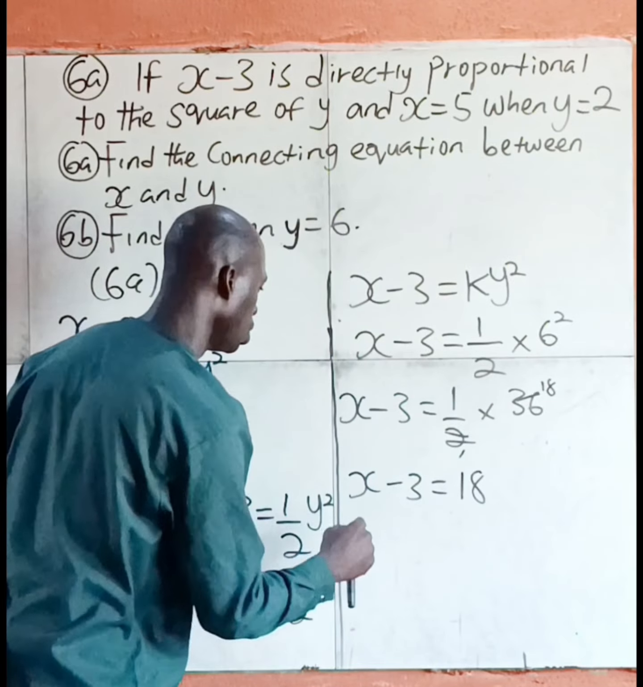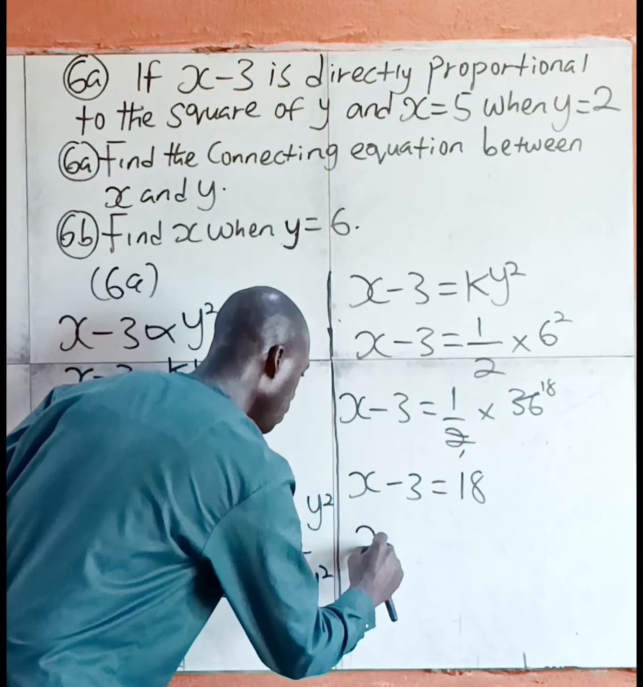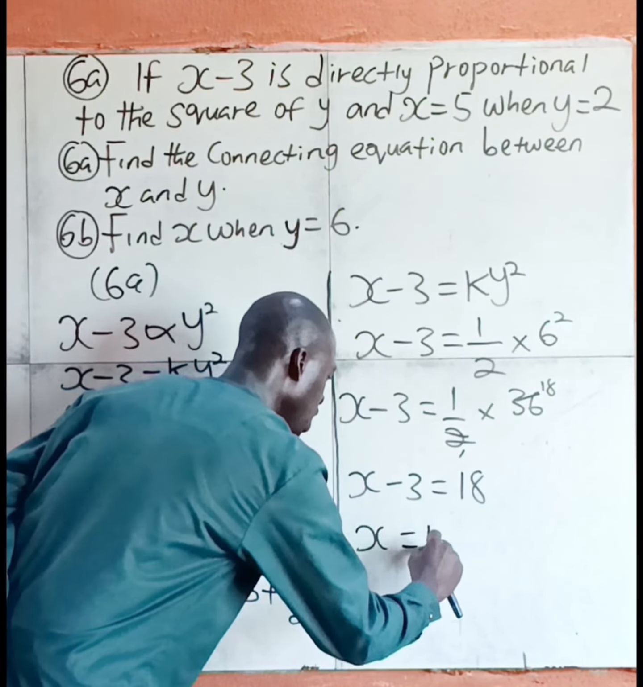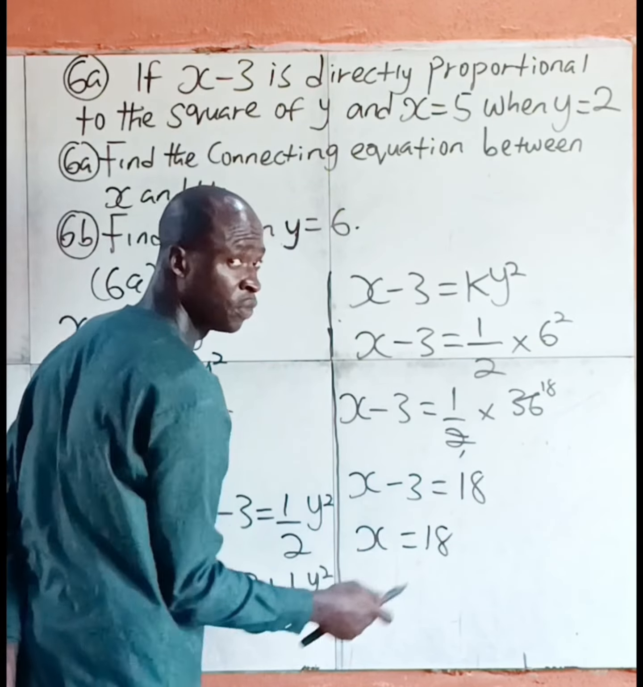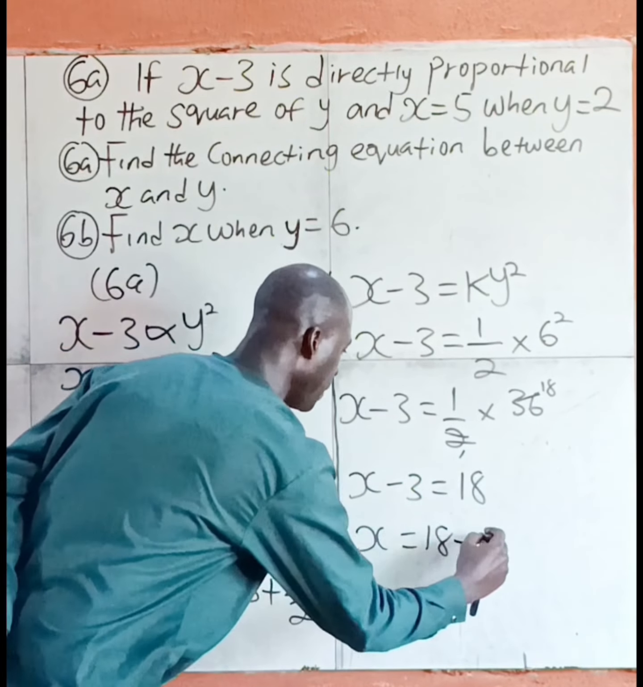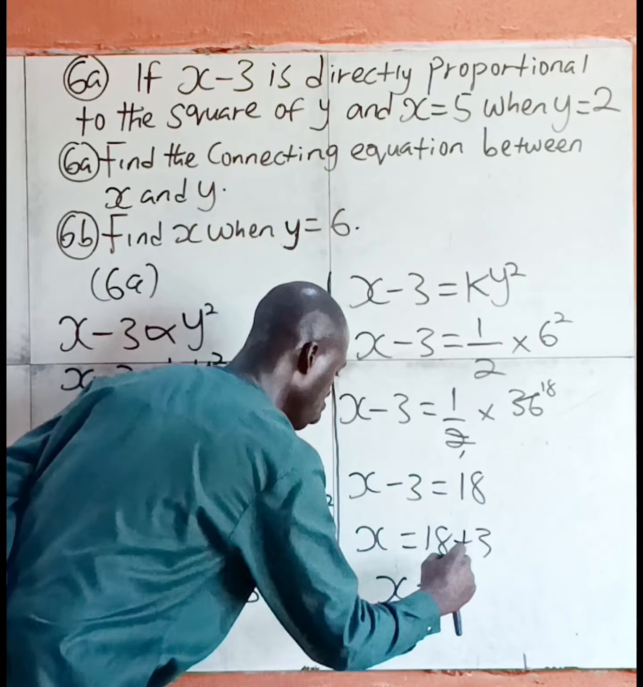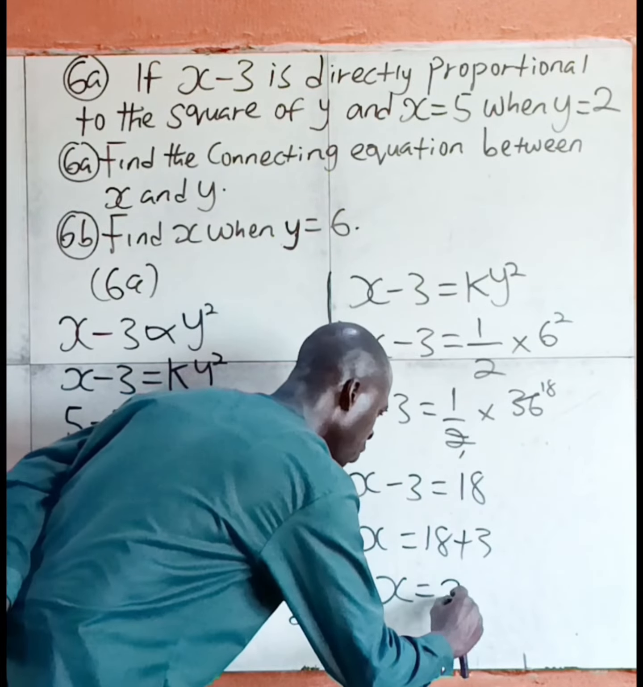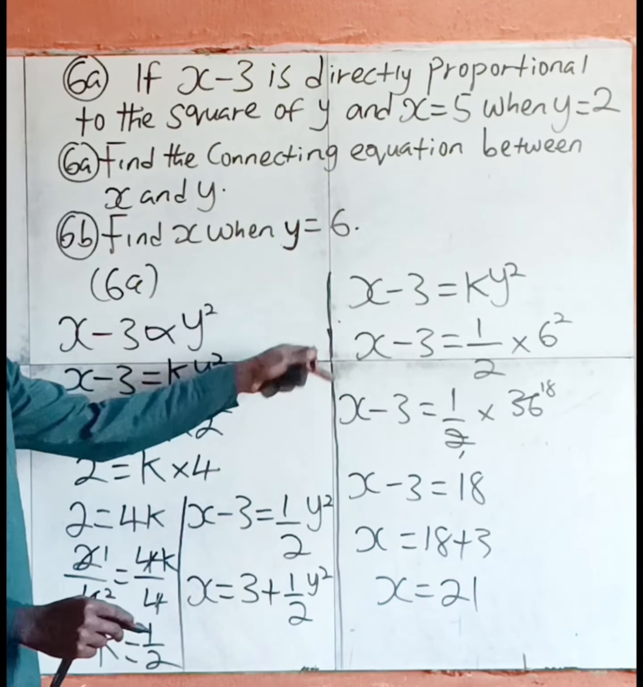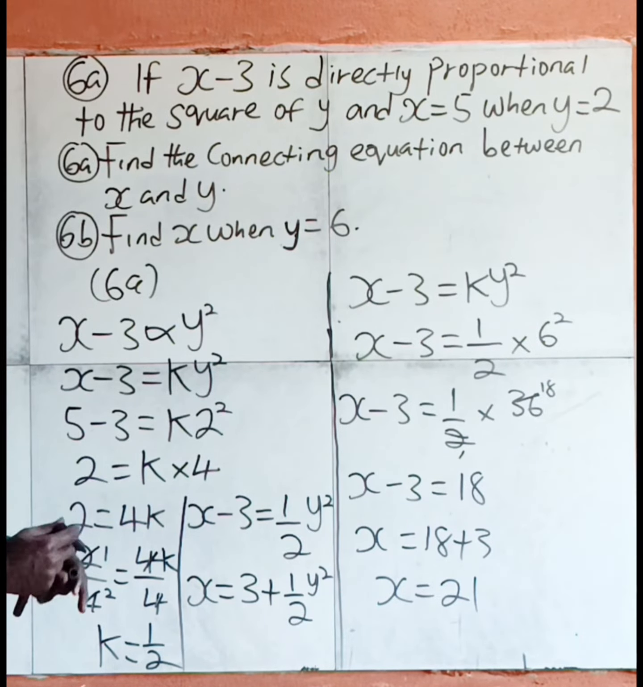So right now, we are going to collect like terms. It becomes x equal to 18. We'll take the minus 3 over. So it becomes 18 plus 3. The value of our x becomes 21. So this is how it is clearly done. It is very, very easy.